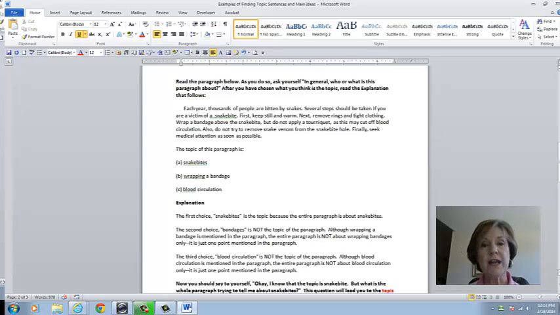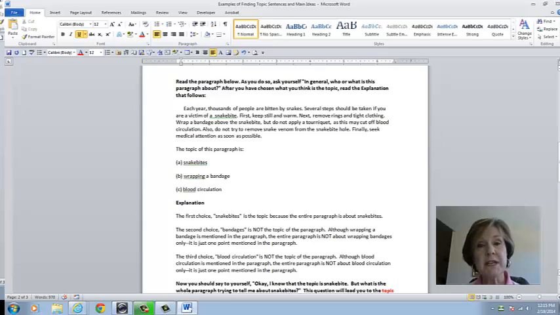First, keep still and warm. Next, remove rings and tight clothing. Wrap a bandage above the snake bite, but do not apply a tourniquet, as this may cut off blood circulation. Also, do not try to remove snake venom from the snake bite hole. Finally, seek medical attention as soon as possible.